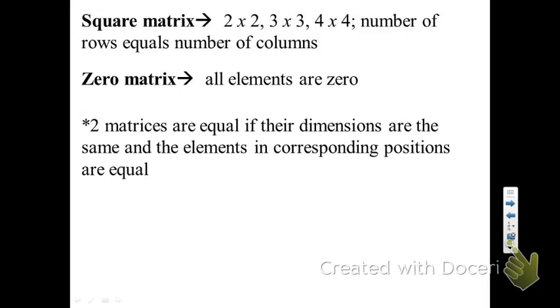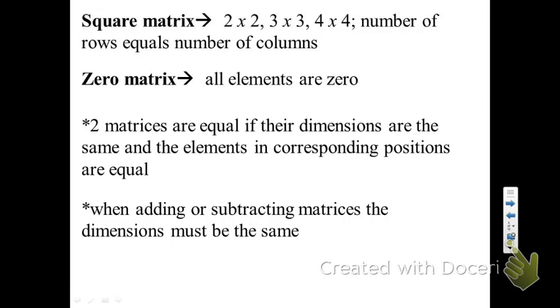Two matrices are equal if their dimensions are the same and the elements in the corresponding positions are equal. The first thing you will check is the dimensions, and if they are equal, then you can actually go on and set the corresponding positions equal. The second rule that I have here is when adding or subtracting matrices, the dimensions must be the same, otherwise it's not possible. You cannot add them.